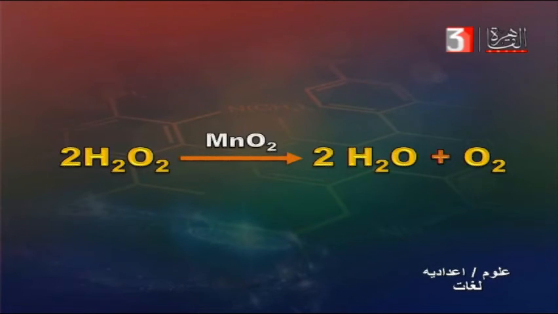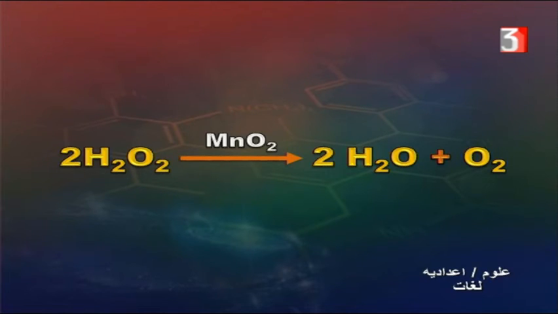As an example, hydrogen peroxide inside a test tube with a little manganese dioxide. The hydrogen peroxide will decompose into two products, water and oxygen. Again, hydrogen peroxide decomposes into water and oxygen evolves in the test tube.